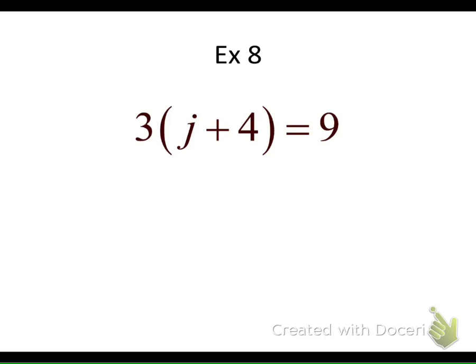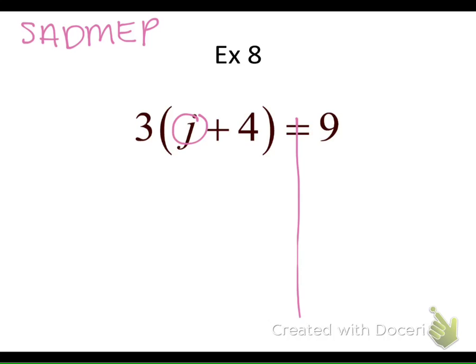There are 2 ways to solve this. Do you want to solve it just using SADMAP, or do you want to distribute, then use SADMAP? Okay, let's distribute. I want to use the first, the best one you can get done with first. I like distributing first. So what we're going to do, we're going to circle our variable. We're going to draw our line of equality.